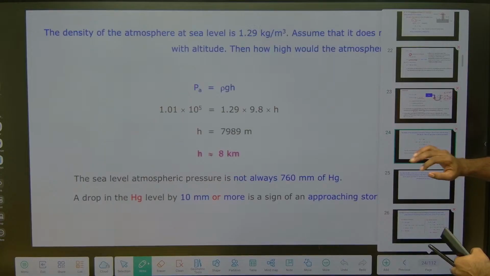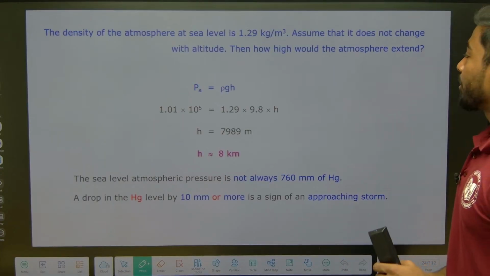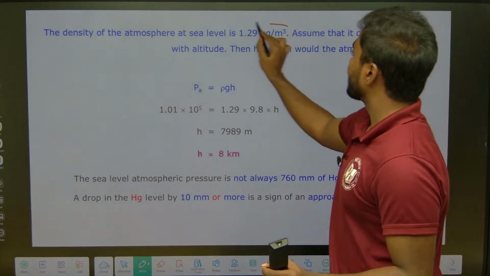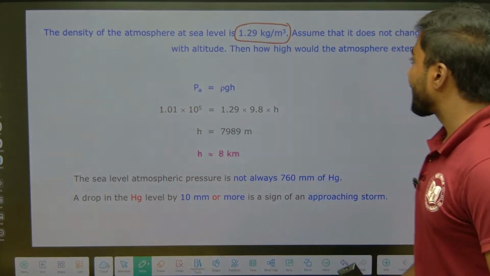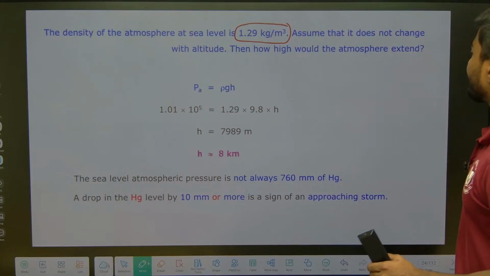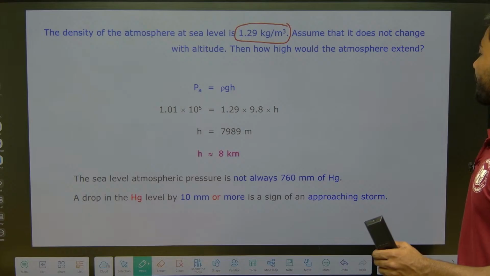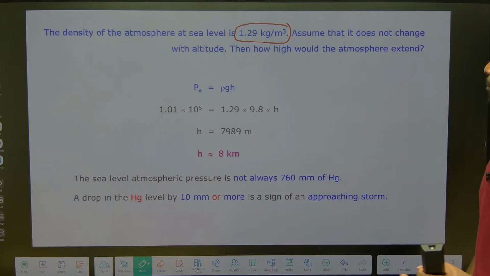Yeah. So here is the question. The density of the atmosphere at sea level is given as 1.29 kg per meter cube. Assume that it does not change with altitude. Then how high would the atmosphere extend? How high would the atmosphere extend?